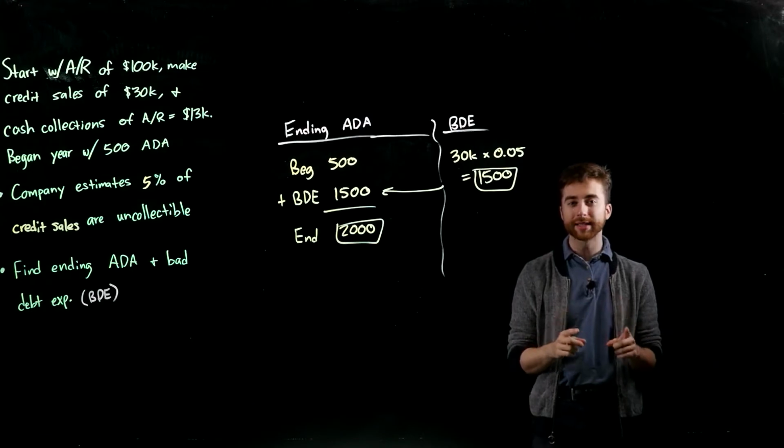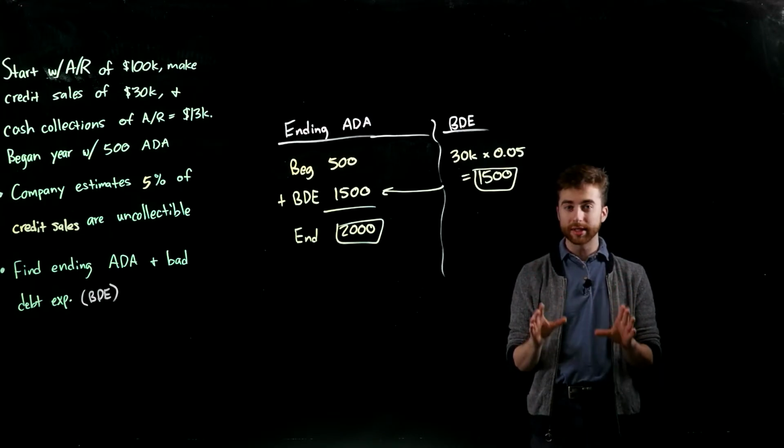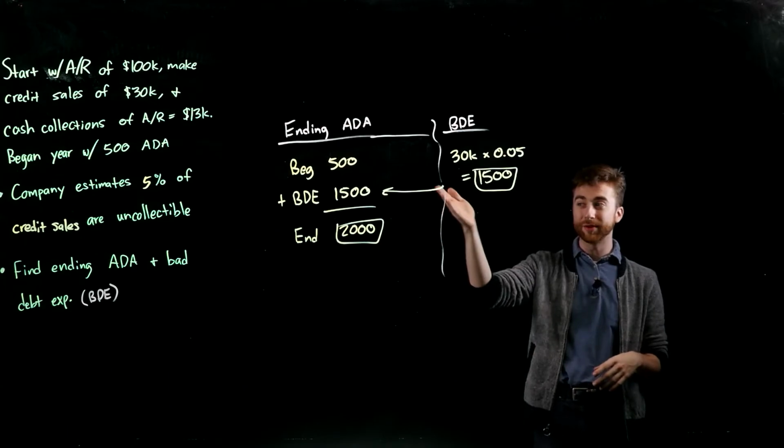Let's get into one last example dealing with the aging method. You're going to see it's a little bit different. Just the entire organization of the information they give you in the problem is different.